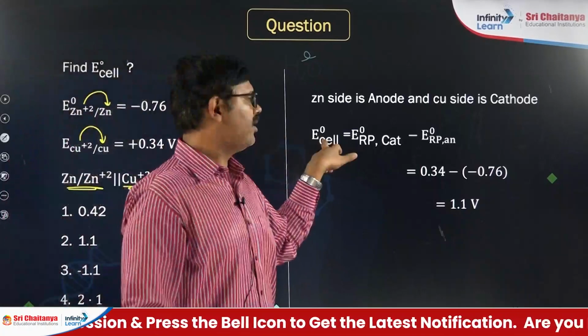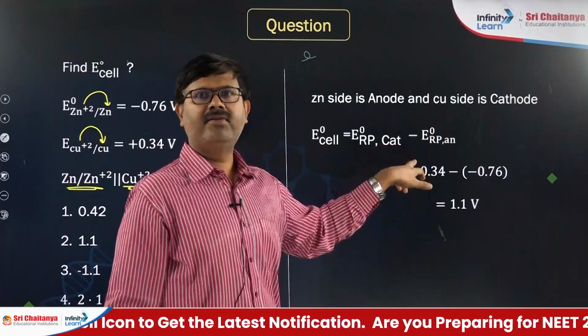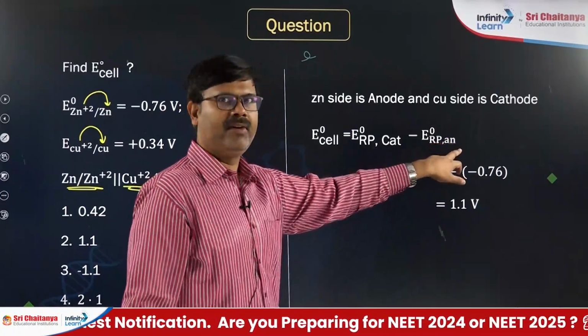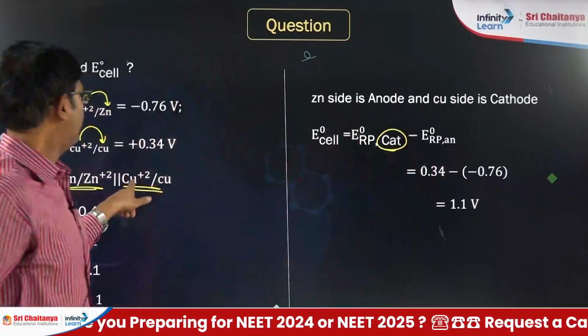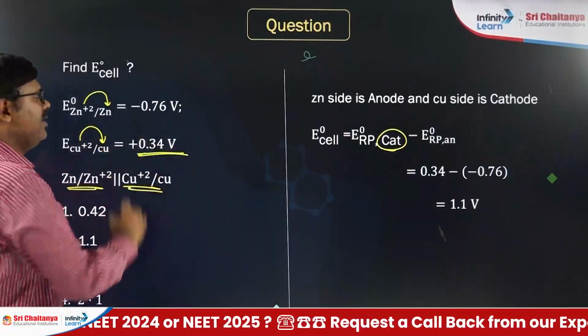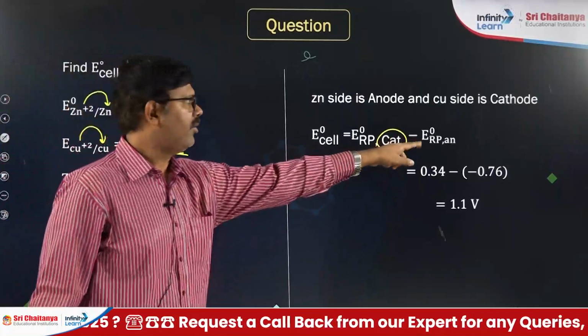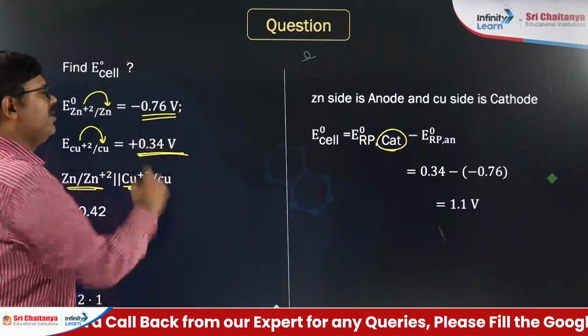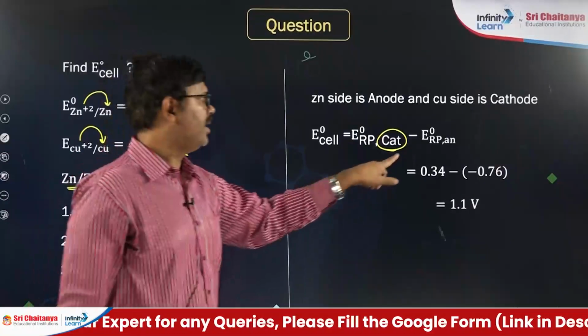We know the E° of cell formula is: reduction potential of cathode minus reduction potential of anode. So the cathode is copper, so its reduction potential value is 0.34. Substitute. The anode is zinc and its value is minus 0.76. Be careful there.